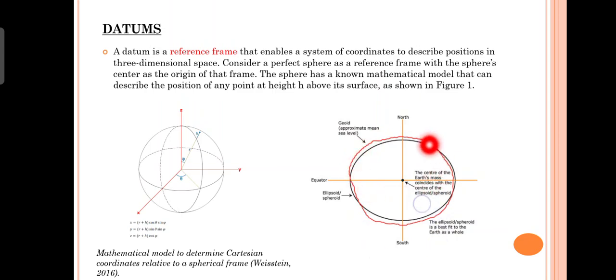This is a picture that shows the referencing frame as an ellipsoid or spheroid. The red line shows the geoid and the black line is the reference frame, that is, the ellipsoid.